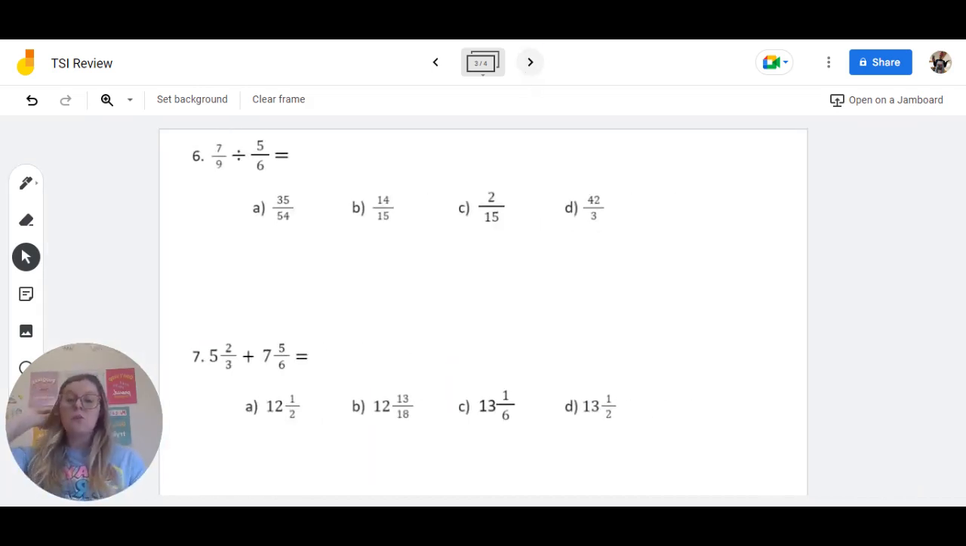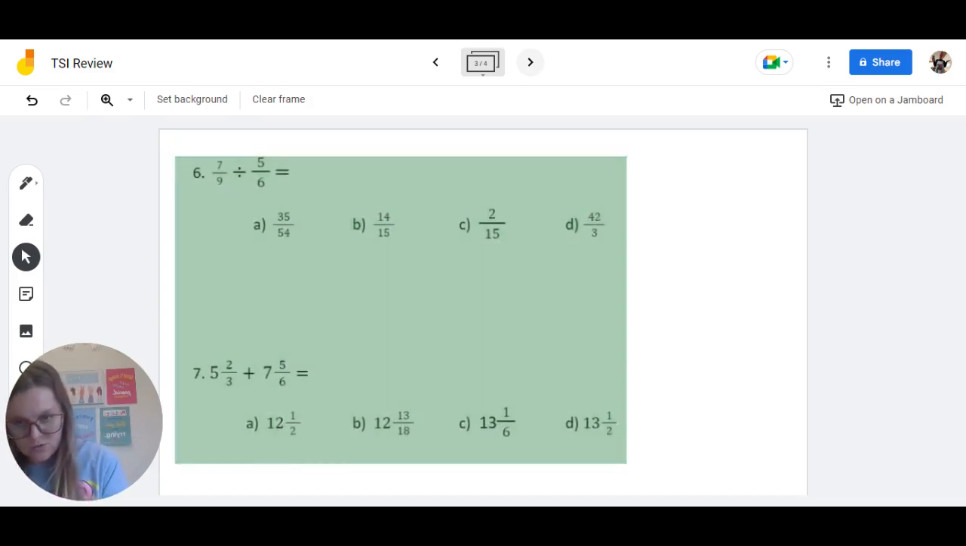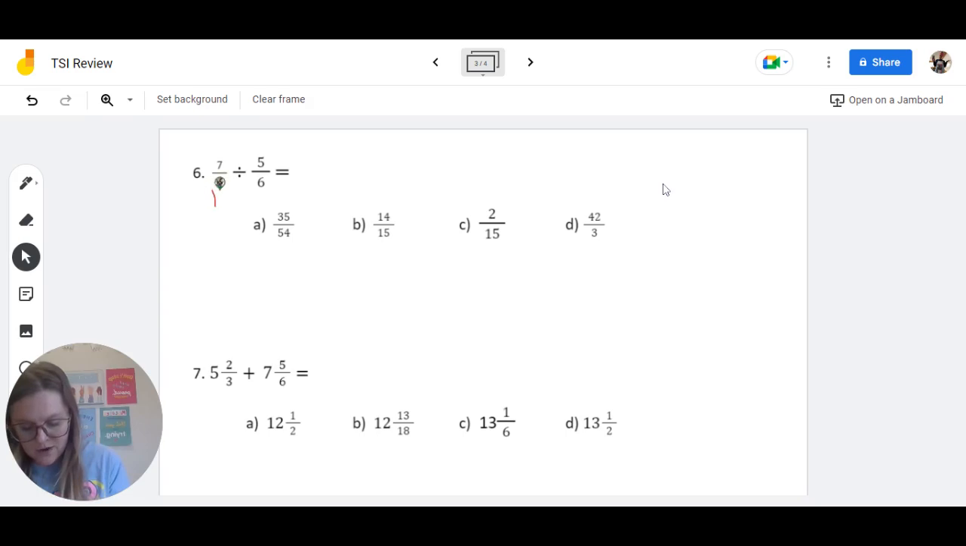So number 6. We are dividing fractions, and anytime we divide fractions, there is a nice saying that is called keep, change, flip. So I'm going to keep the first fraction the same, change the division into multiplication, and flip the last fraction upside down. So anytime you are dividing fractions, you are always going to do keep, change, flip. So 7 over 9 stays the same, change to multiplication, flip 5 over 6 into 6 over 5. And now we're multiplying fractions.